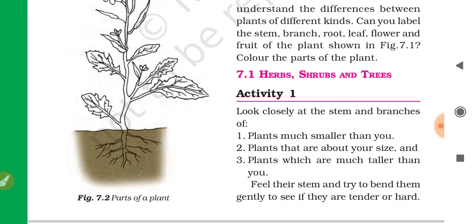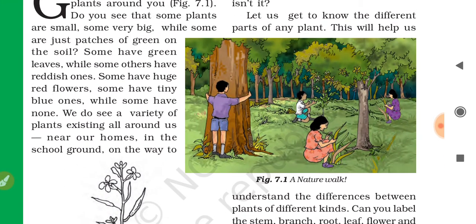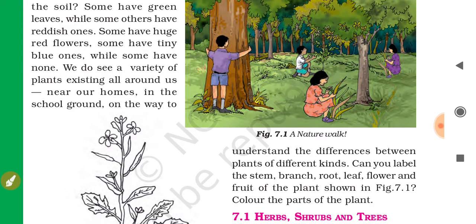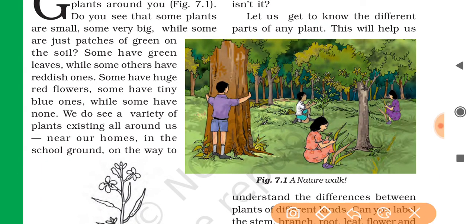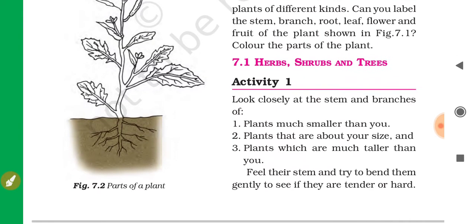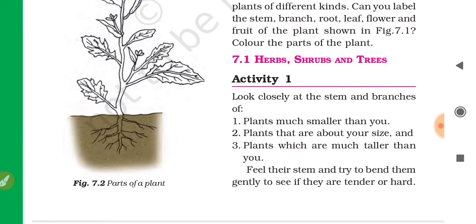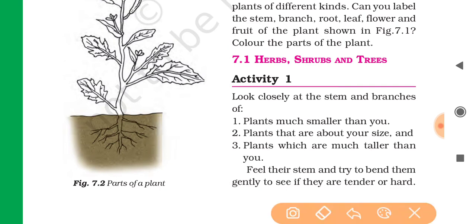So you can see in this figure, 7.1, which are the branches and where the leaves are. So you can understand by seeing a plant: herb, shrub and tree. Now we have to do an activity. Look closely at the stem and branches of plants much smaller than you, plants that are about your size, and plants which are much taller than you. So you have to do a simple activity.